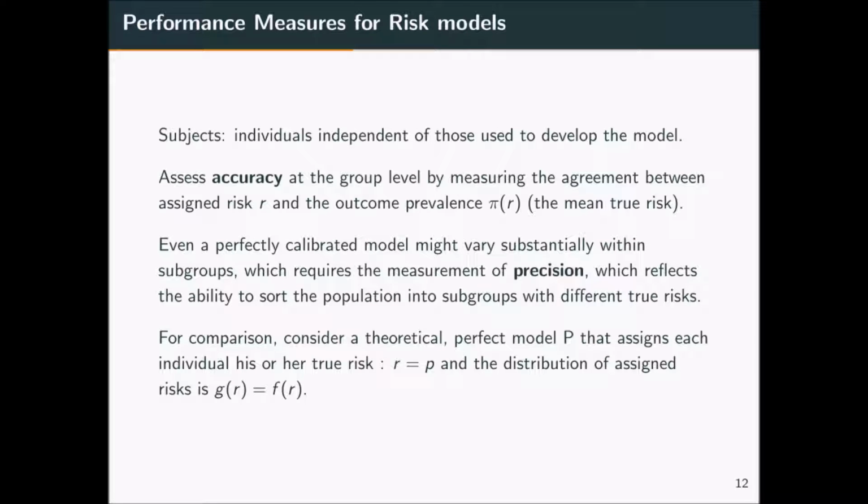The performance of a risk model is best evaluated by applying it to individuals independent of those used to develop the model. As we cannot assess accuracy at the individual level, we instead assess it at the group level by measuring agreement between a woman's assigned risk R and the outcome prevalence pi(R) to see the ability to sort the population into subgroups with different true risks. We also measure the precision of a risk model, and a perfect model P is developed for comparison.